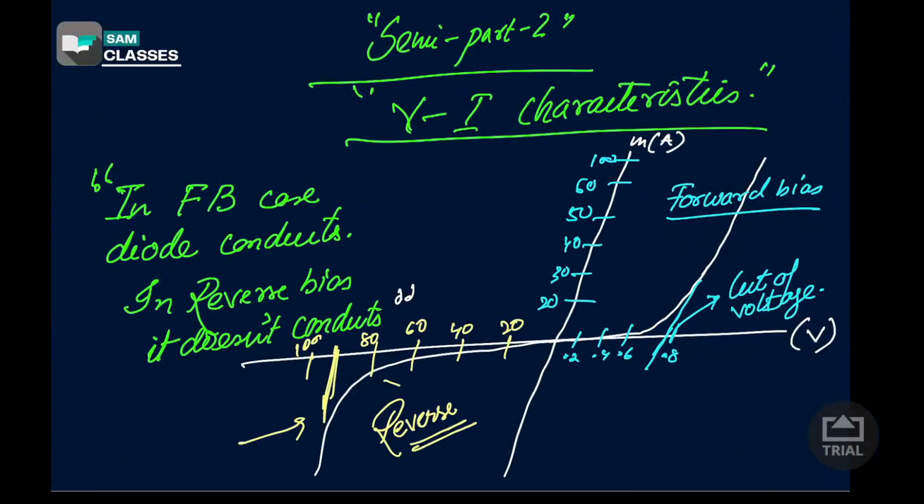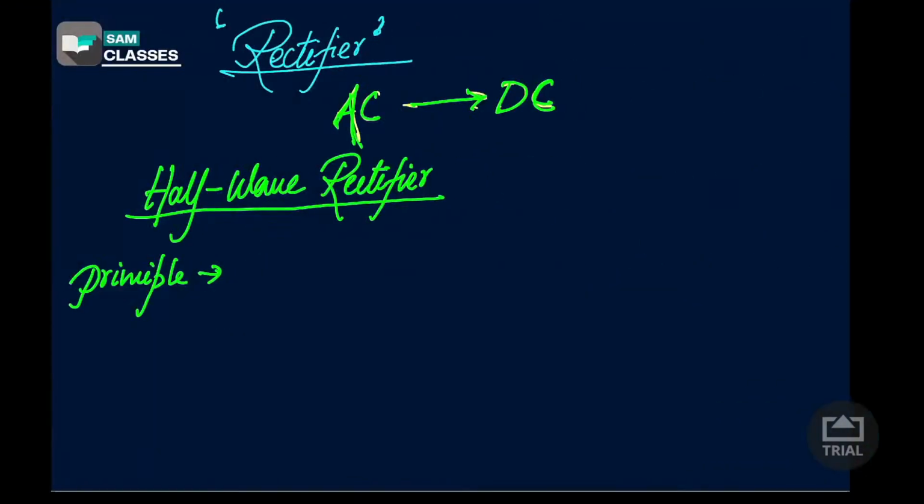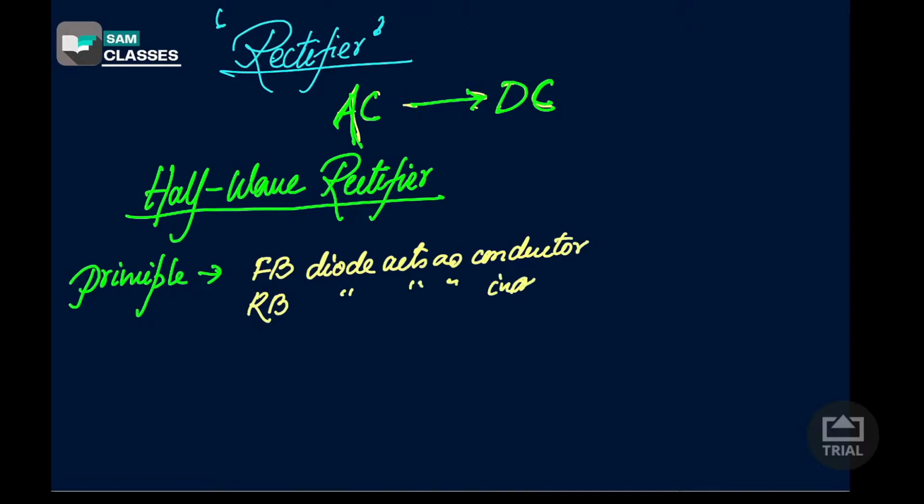Just now we wrote, no? In forward bias, the diode behaves as a conductor; in reverse bias, as an insulator. Forward bias, diode acts as a conductor. Reverse biased, diode acts as a kind of insulator. Not a full insulator, but yeah, kind of.